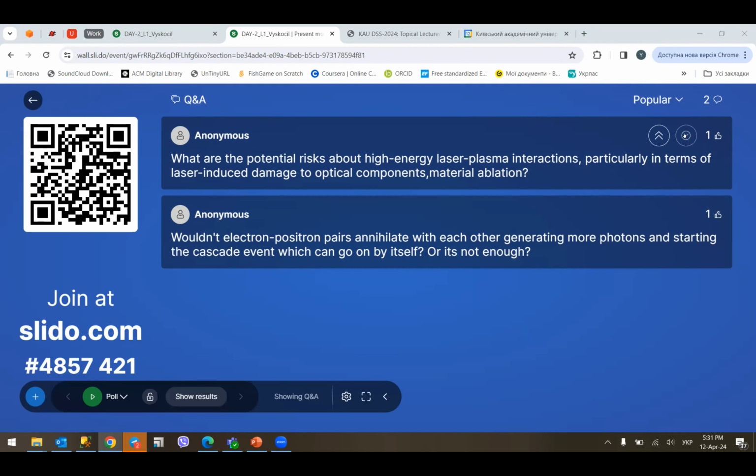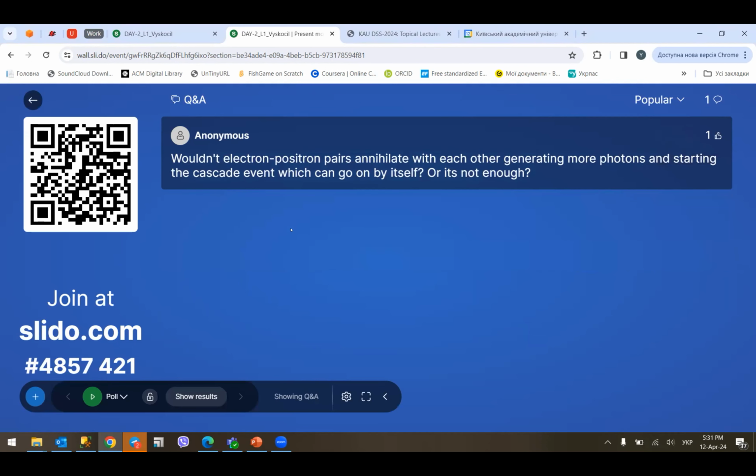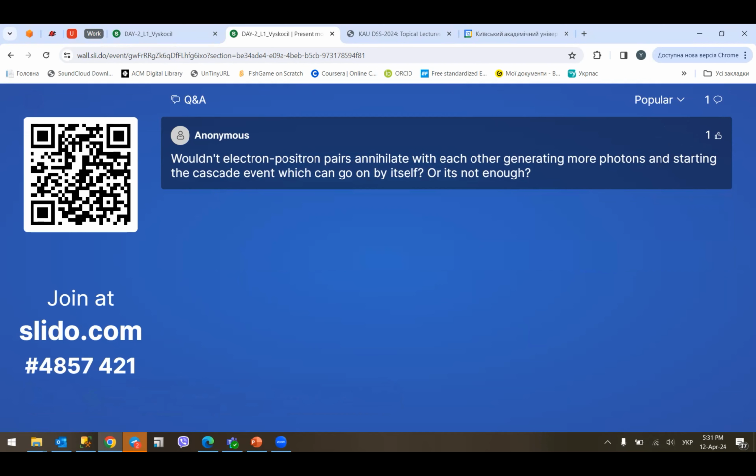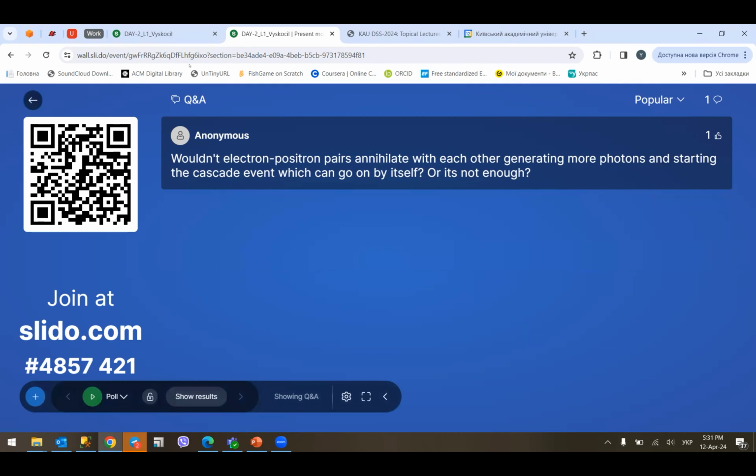Thank you for the answer. And the last question for today: wouldn't electron-positron pairs annihilate with each other, generating more photons and starting a cascade event, which can go on by itself? Or is it not enough?